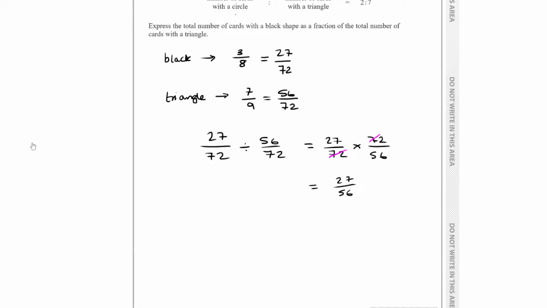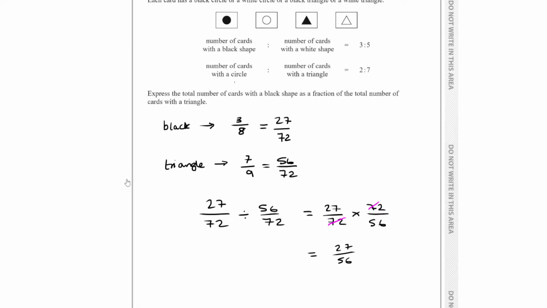You don't get the wording of the question. It's just because there's so many words. That's why I don't really like this sometimes. It's just too many words. So I kind of cross this out. So they're saying express the total number of cards, like the total black shapes, as a fraction of the total triangles. That's how I kind of translated it.